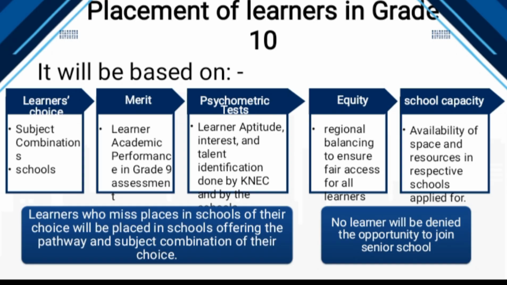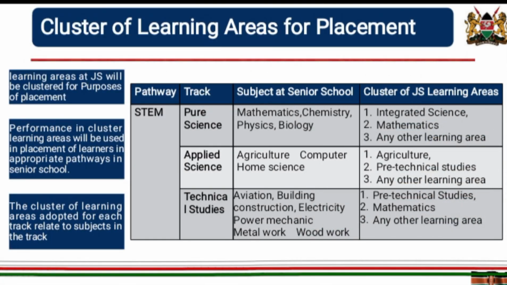So after that, now let's check on the clusters of learning areas for placement. Clusters. Now here we'll go pathway by pathway. The first pathway is STEM. Under STEM we have tracks. That's pure science, applied science, and technical studies. So under pure science, the subjects at senior school will be mathematics, chemistry, physics, and biology. That is pure science.